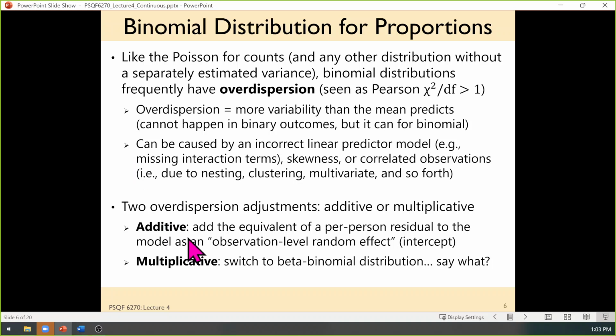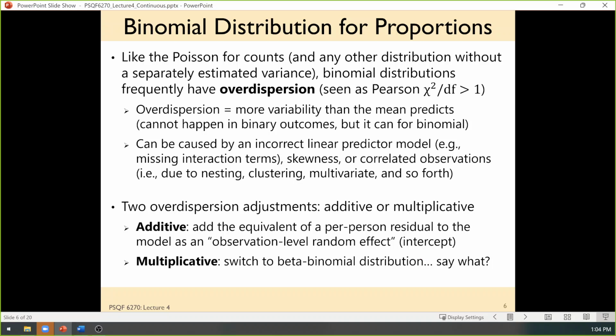And additive is the one that I had come across first because we can actually add in a random effect for each person that functionally soaks up whatever additional variability there is that the model doesn't account for. So this is a technique that you'll see abbreviated as observation level random effect, OLRE, in different sources. And I'll show you how to fit that in each of the packages. I came across this in the context of longitudinal models for percent correct outcomes. And so this extends to those situations as well.